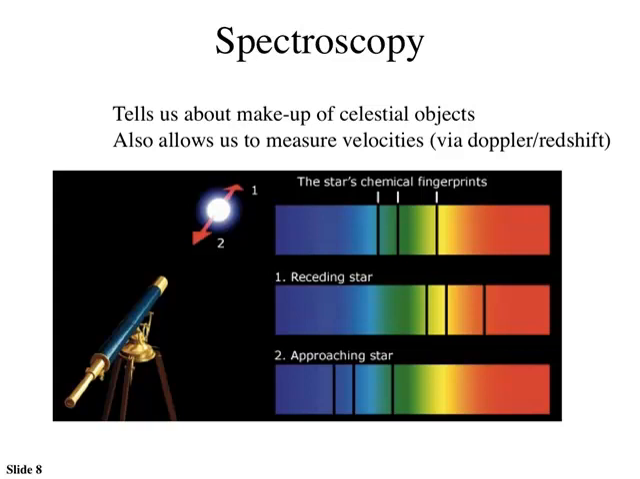So let's say you have a star that was just sitting there. It wasn't moving at all relative to us. It would have some discrete spectral lines associated with what the star is made of. Okay, so you would see this. But then if that same star was moving away from us, all of those lines would shift in the redward direction.